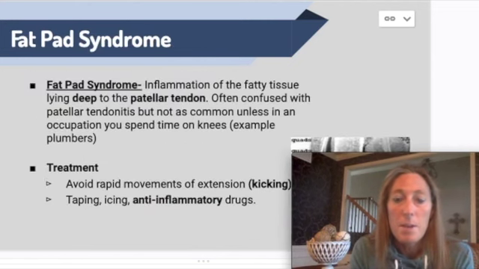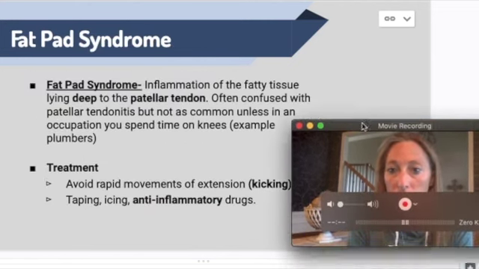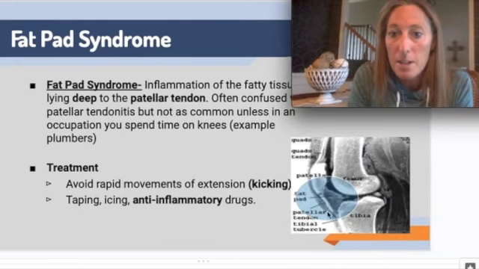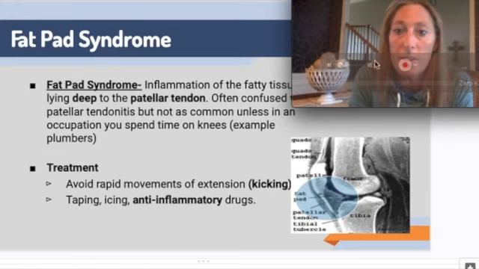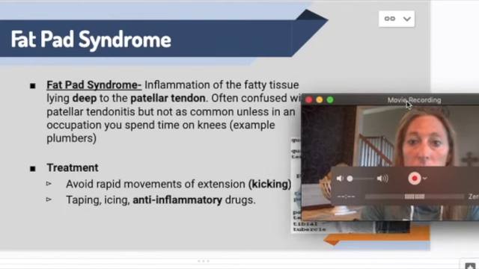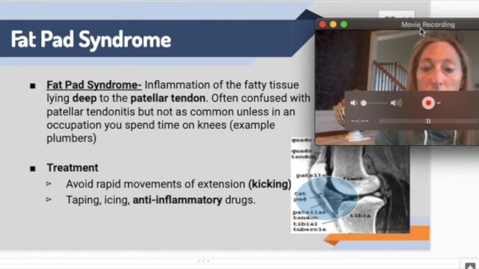Next one is fat pad syndrome, and if I move here so you can see, the fat pad is right here. You see the patellar tendon here, and the fat pad is right in there. For a picture of where that is located. Inflammation of the fatty tissue lying deep to the patellar tendon.